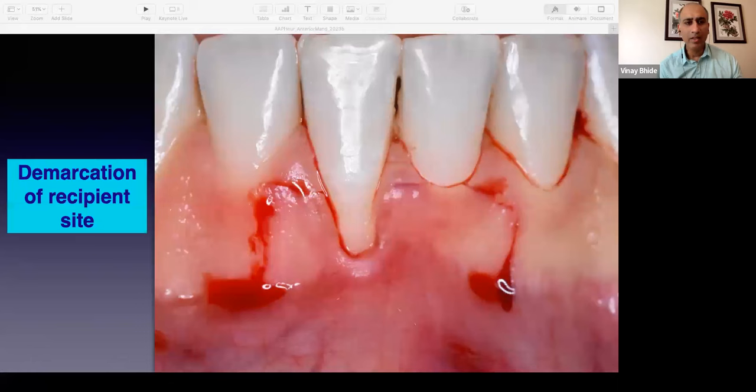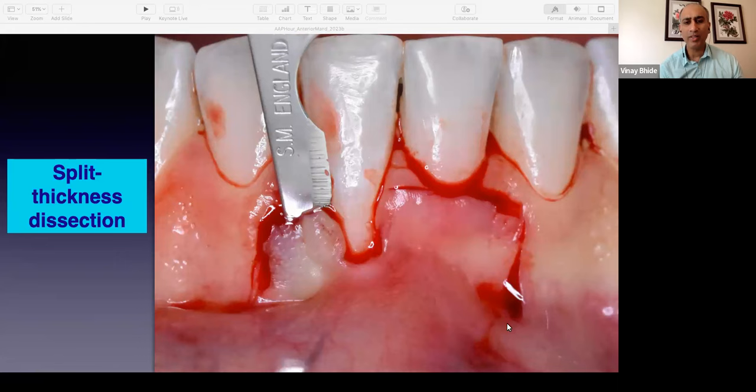And we then demarcate the recipient site. I typically like to make a nice rectangular box. I start my incisions about 3 millimeters away from the CEJ and come straight across, make 2 vertical release incisions, and then gently do a split thickness dissection, after which point I will get rid of this buccal tissue. So we have a nice recipient bed here.